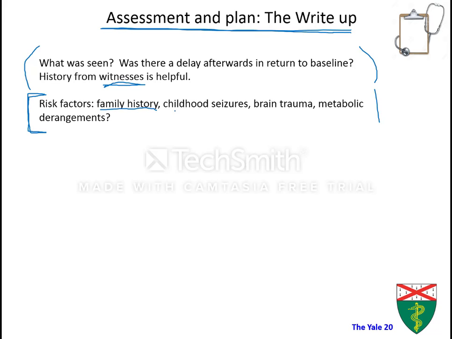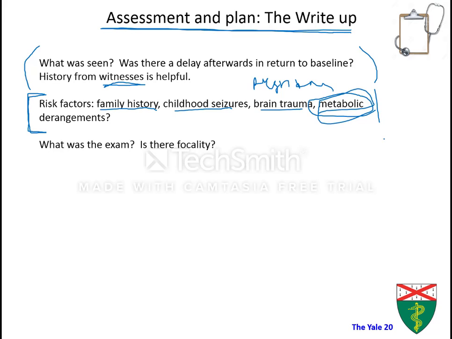For example, is there family history? Do they have childhood seizures, brain trauma? Sometimes if the patient's younger, it's helpful to get a history of how the pregnancy went. And if they have a bunch of metabolic derangements, if they have liver failure, all these different things can be concerning. And then, of course, as mentioned, the exam is very important, and whether there is focality to the exam.